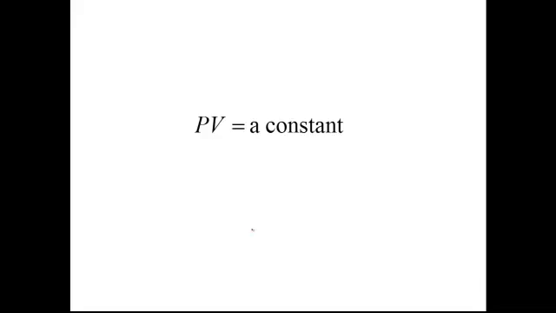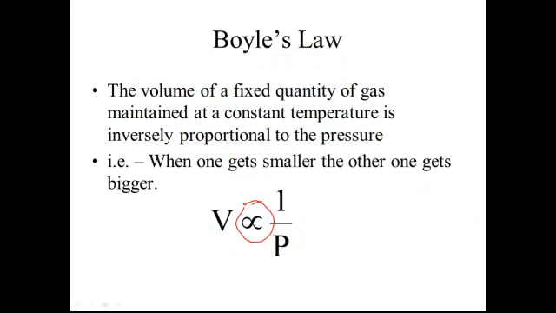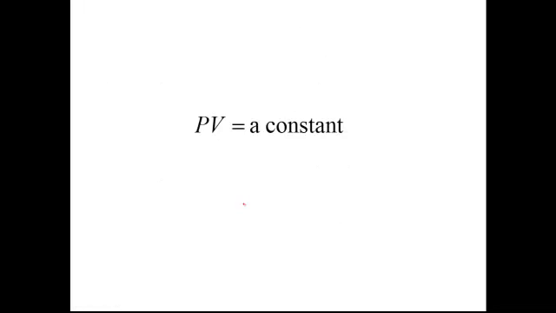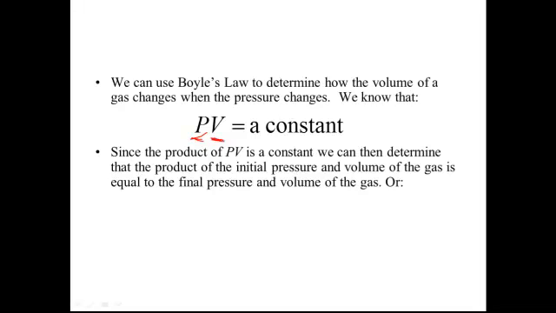Okay, so instead of writing it as a proportional, like we see here, we want to write it as an actual equation. So what we can say is that the pressure of the gas, P, times the volume of the gas, V, is equal to a constant. Now, instead of using that actual constant, we're just going to compare our initial pressures and volumes with our final pressures and volumes. Okay, so we're actually not going to use a constant here at all. This is the equation that we're going to use.